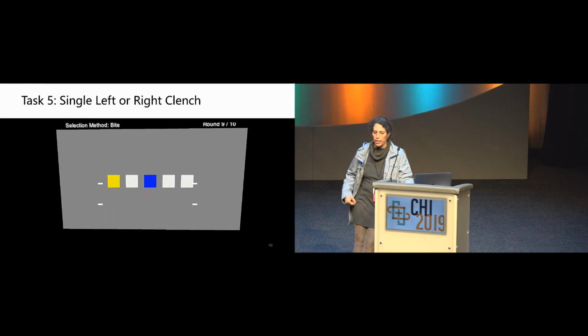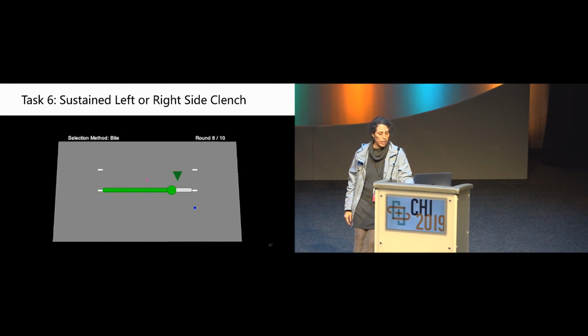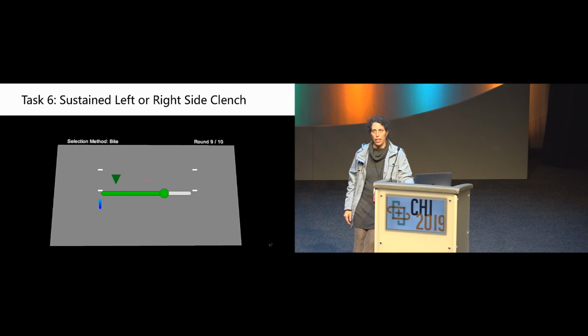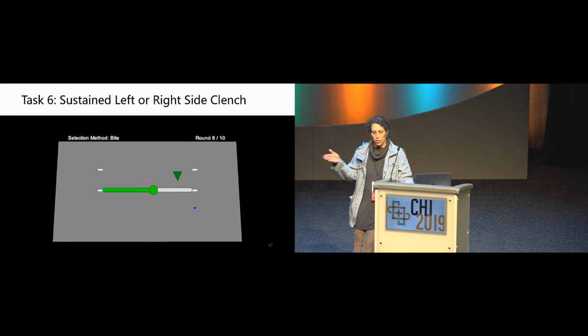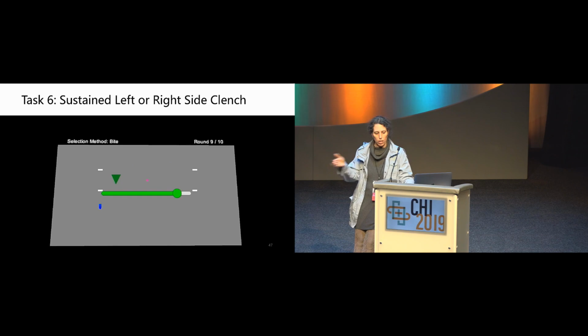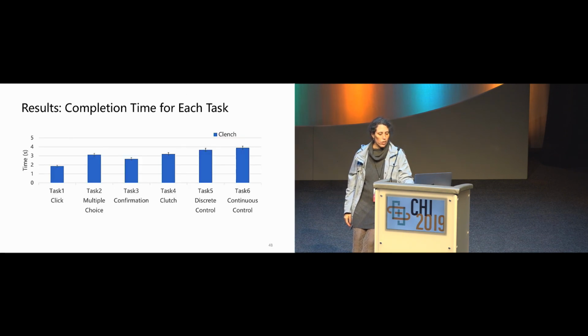Here we're starting to use asymmetric interaction. So by clenching on either the right side or the left side, they can control the direction that the blue dot is moving. And then finally in task 6, we're using a sustained asymmetric clench, and that's controlling where this dot is moving along the linear actuator here. So those are the 6 tasks we tested, and you can see that they vary in how long it takes to complete them. So these are longer completion times than for the basic target selection task, and some of these tasks are also more complicated.